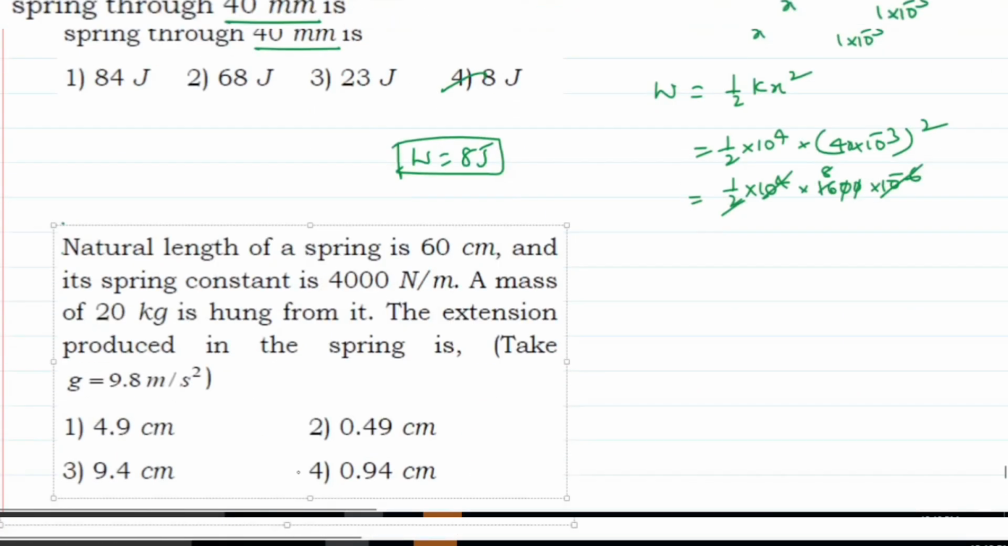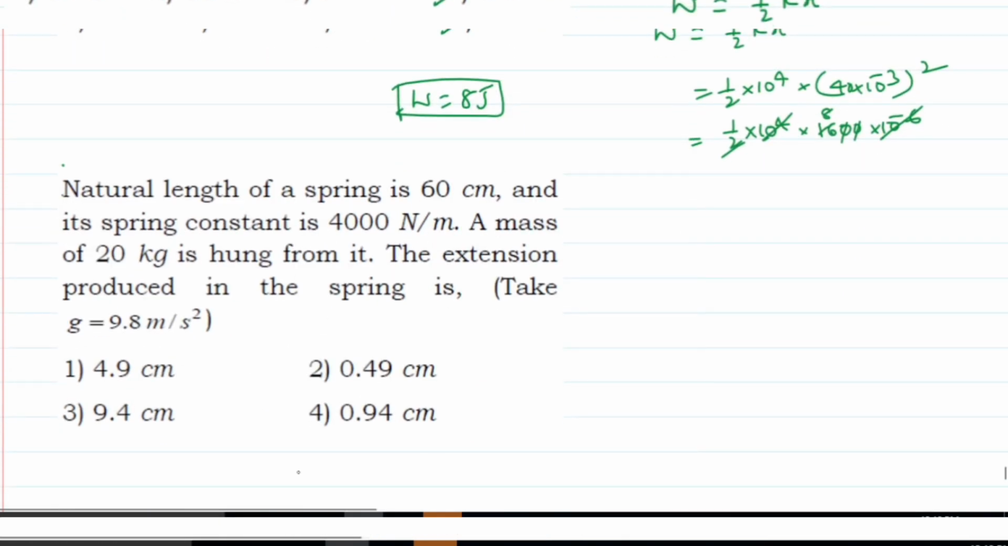Now let us see the next question. The natural length of a spring is 60 centimeter and its spring constant is 4000 newton per meter. A mass of 20 kg is hung from it. They are asking for the extension produced in the spring. The restoring force experienced by the spring is F equal to kx, magnitude alone I am talking about, where x is the elongation of the spring.